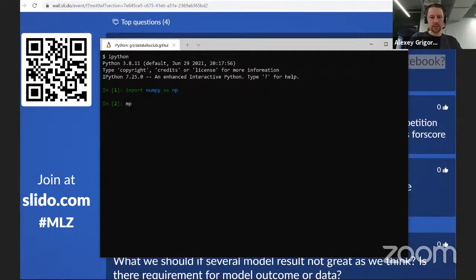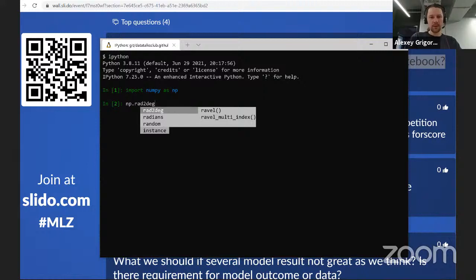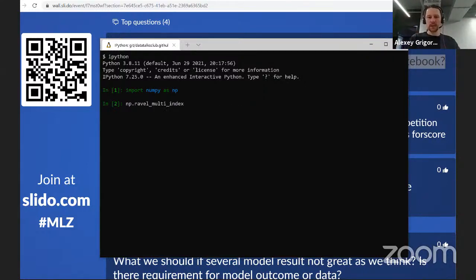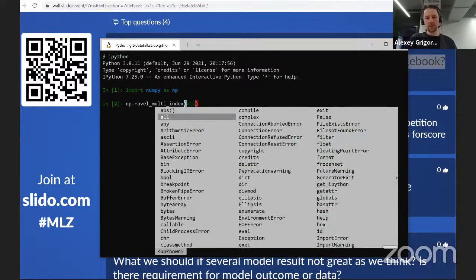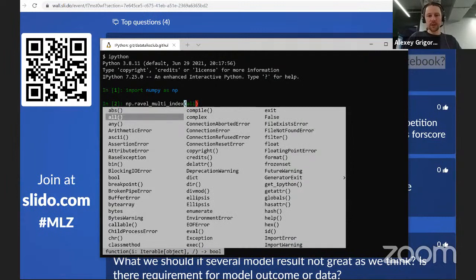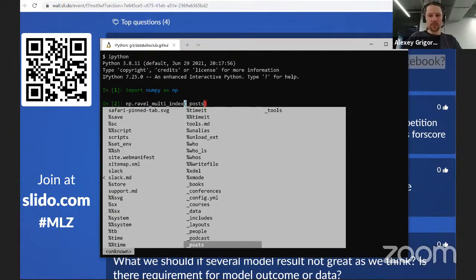Well, let me try another one. NumPy random. Yeah, you see? So I just press tab and then it shows what is there. And then when I press tab here, it shows what kind of things I can put here. The same is in Jupyter Notebook. So you just go inside these parentheses and then press tab, and then you will see different options.